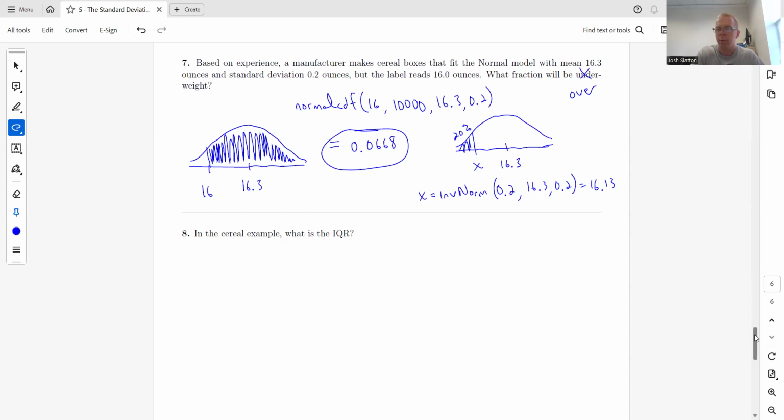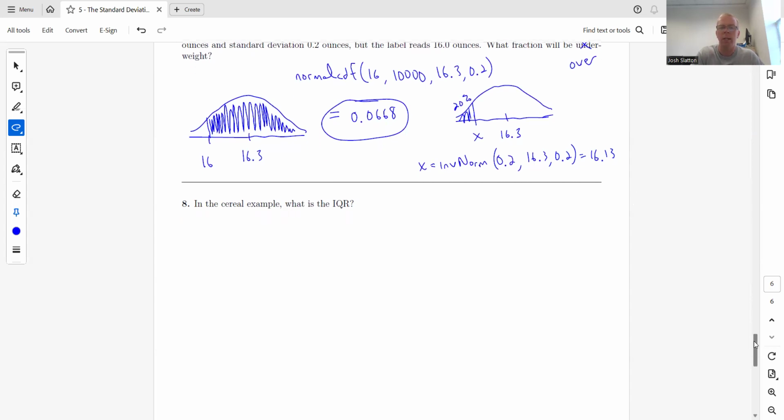So make sure you're comfortable with those. When do you use normal CDF? When do you use inverse norm? Those are two separate ones.